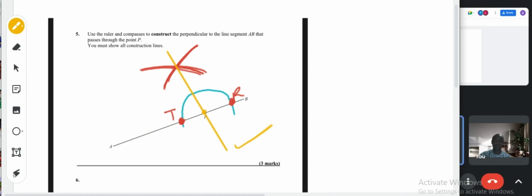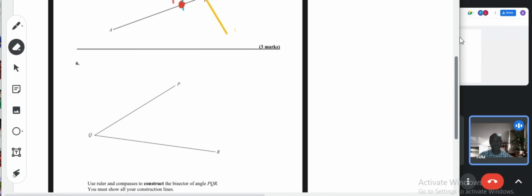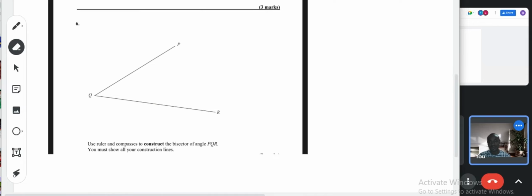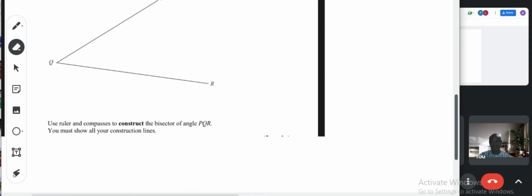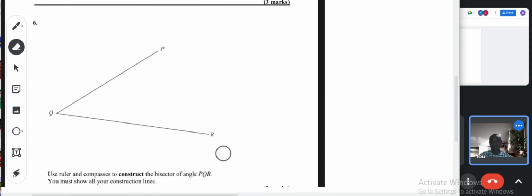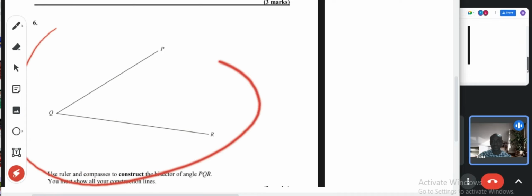Okay. What's the other one? I think there's a question below it. Read this out. Number 6. I'm on page 12 of 12.